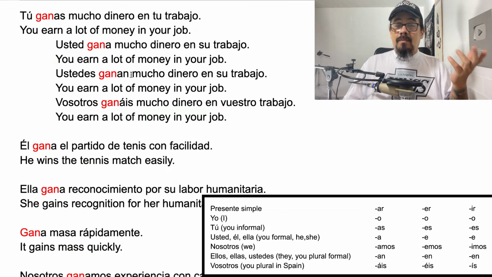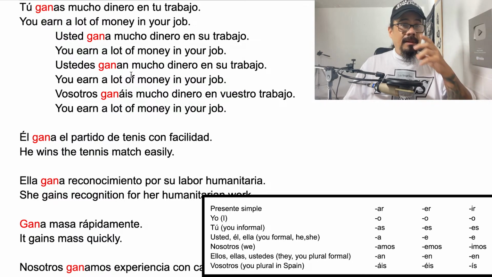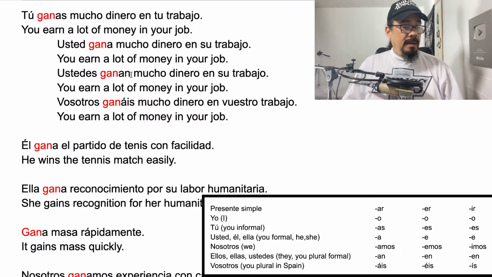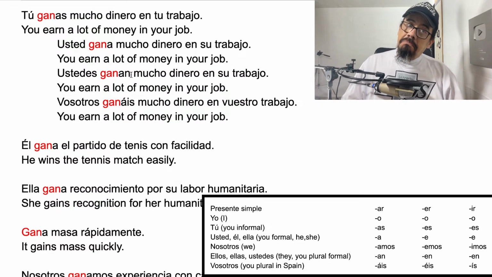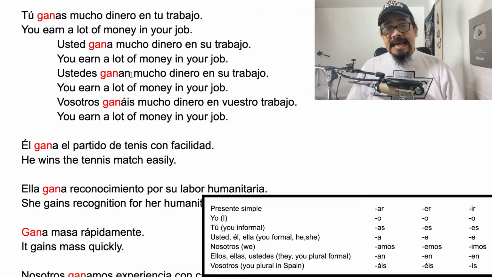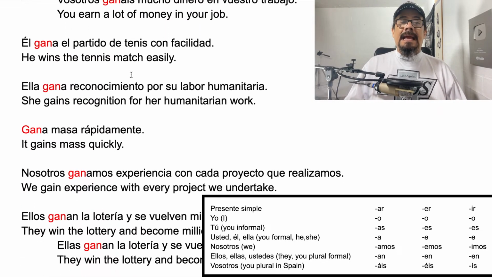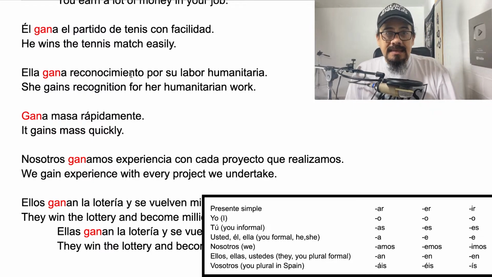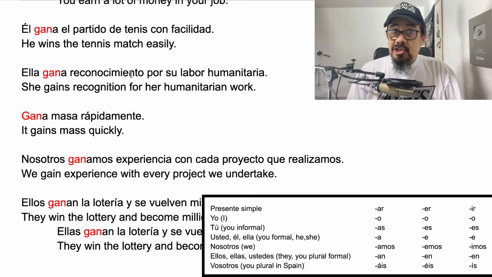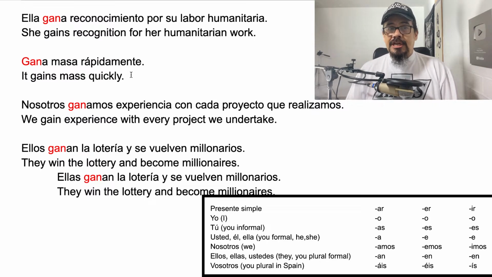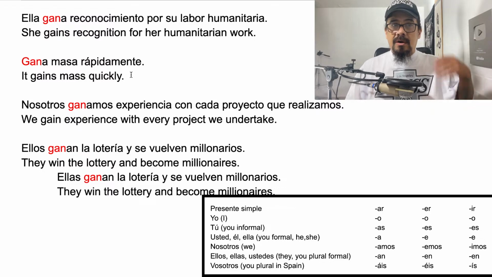Usted gana mucho dinero en su trabajo, formal, singular. Ustedes ganan mucho dinero en su trabajo, plural. Vosotros ganáis mucho dinero en vuestro trabajo, plural, Spain. Él gana el partido de tenis con facilidad. He wins the tennis match easily. Ella gana reconocimiento por su labor humanitaria. She gains recognition for her humanitarian work.